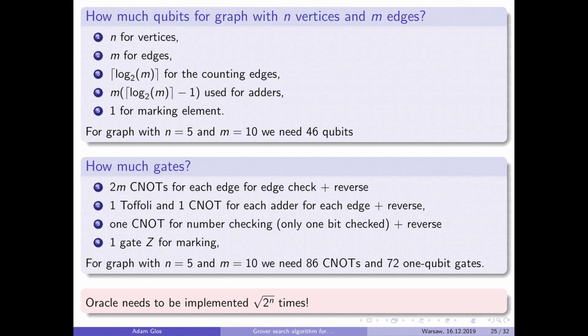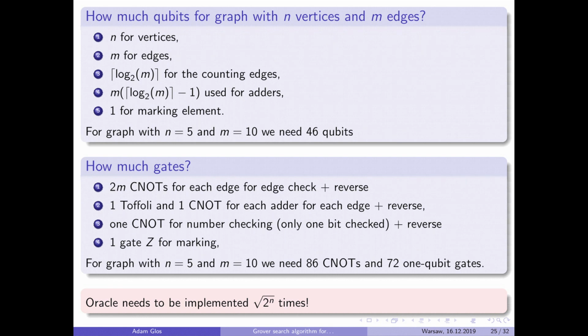Okay, let us consider a simple case when we only check one bit for number checking and one Z gate. So again, for this graph, only the Oracle requires 86 CNOTs and dozens of single qubit gates. But this is just for one Oracle, which needs to be repeated, let's say, for n equals 5, I'm not sure how much it is, about 6 times, plus the Grover diffusion operator. Okay, and that's all actually. But believe me, it's really too much for quantum computers.